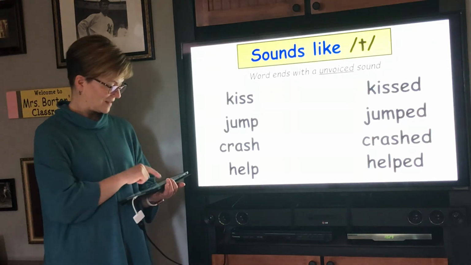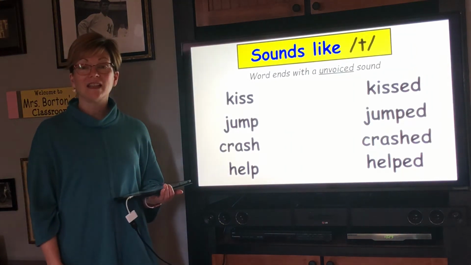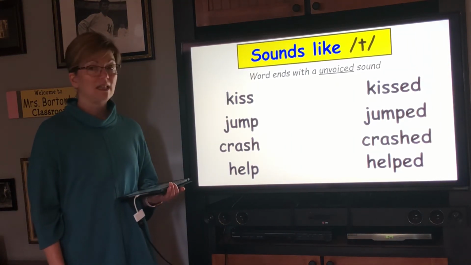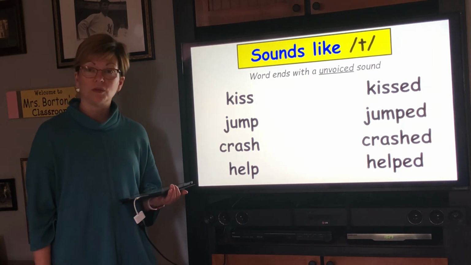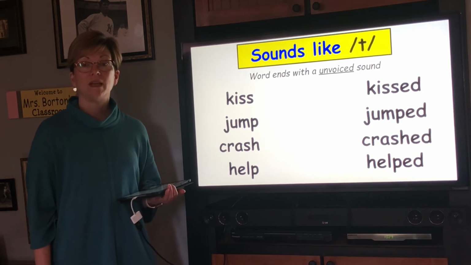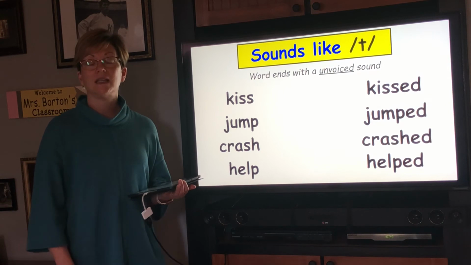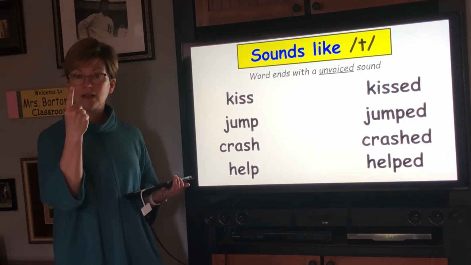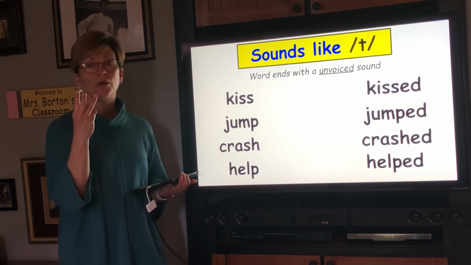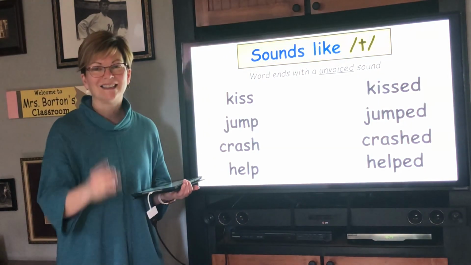Awesome. All right, that ends our lesson today on the suffix ed at the end of a root word or a base word that makes the 3 sounds. It can say d, duh, or t, t, or ed, id.